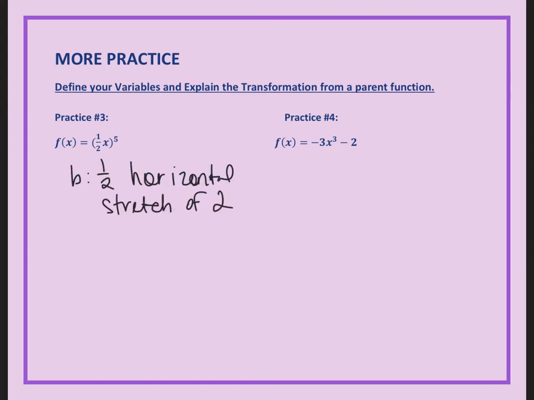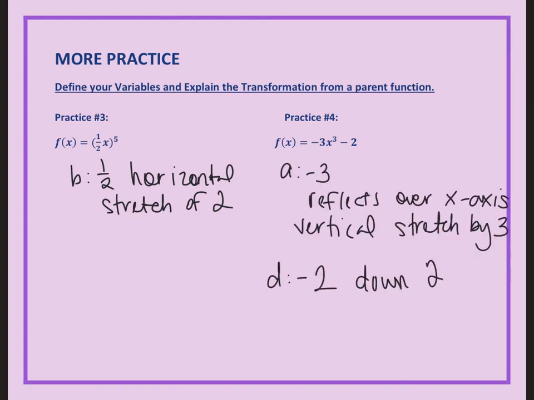Okay, see how you did on it. This B value is 1/2, okay? It's inside the parentheses. If it's 1/2, it's a horizontal stretch. And you still have to take the reciprocal, so it's 2, okay? Last question of the day. Go ahead and pause this video here and do the last question on your own.